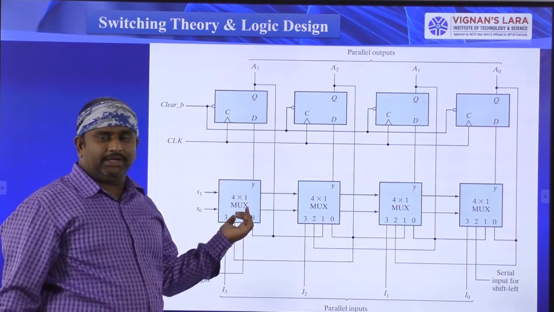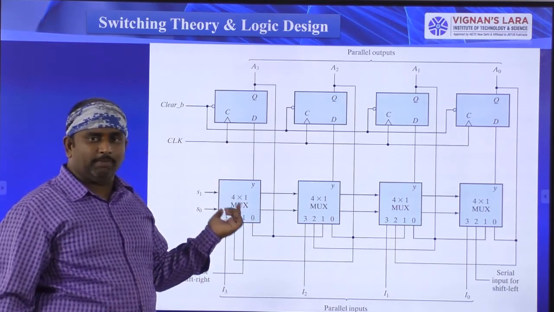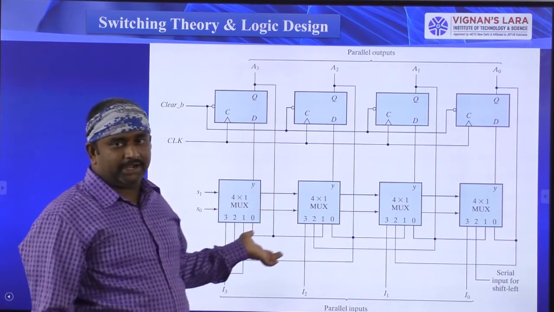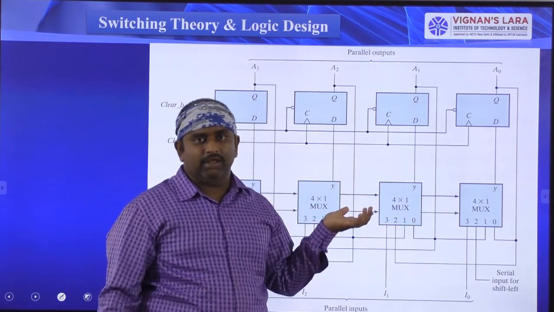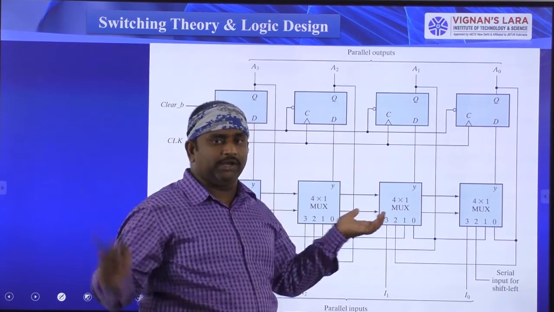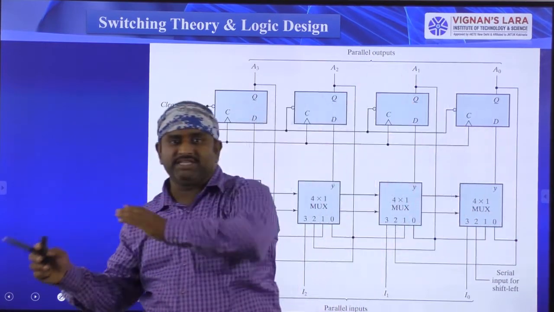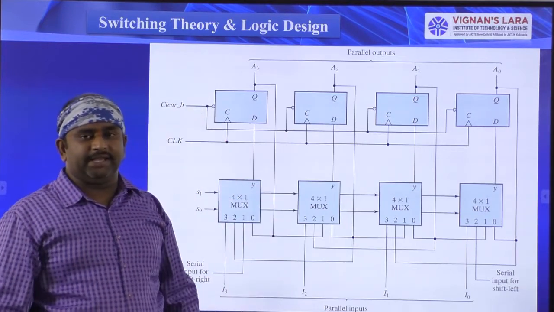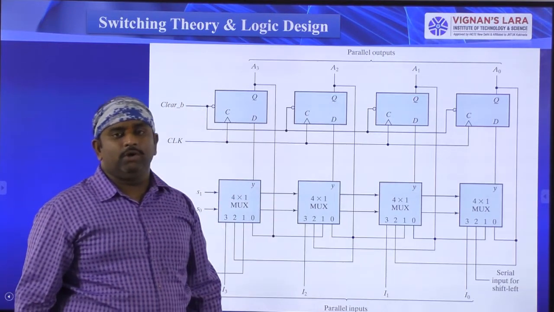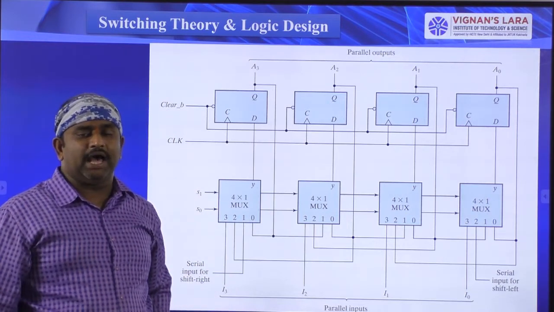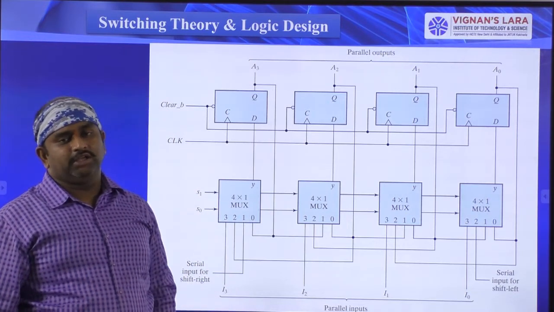Next, when you select the 0-1 combination, the data entered on the left side is moving to the right side direction. When you select the 1-0 operation, the data entered from the right side is moving in the left direction, so it acts as a left shift operation. So these are the different configuration modes available in the universal shift register.